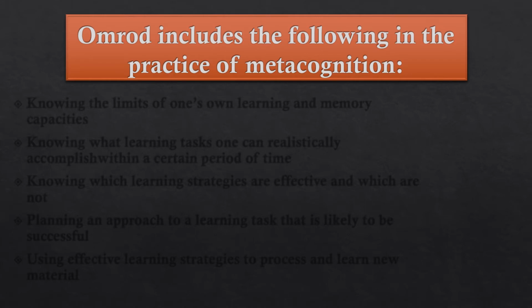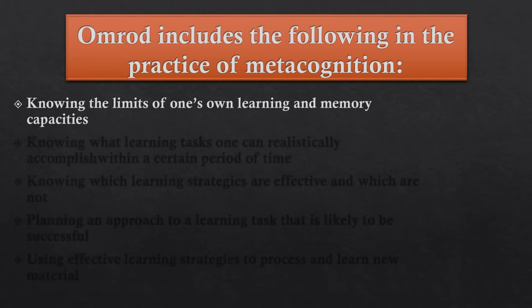Now, let us see what Ormrod tells about metacognition. Ormrod includes the following in the practice of metacognition. First one, knowing the limits of one's own learning and memory capacities. So, it means that you are using metacognition if you know the limit of your own learning and memory capacities. For example, if you know that you can only memorize up to 5 sentences in 1 minute or in 2 minutes, then you are using metacognition. You know your limit. You know your memory capacities.